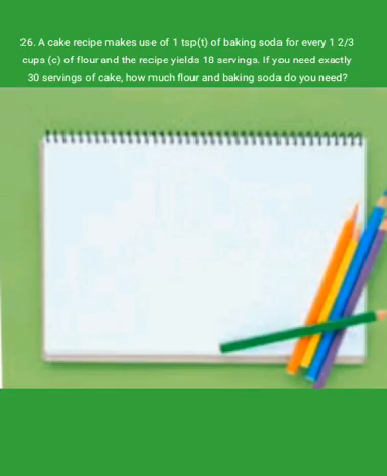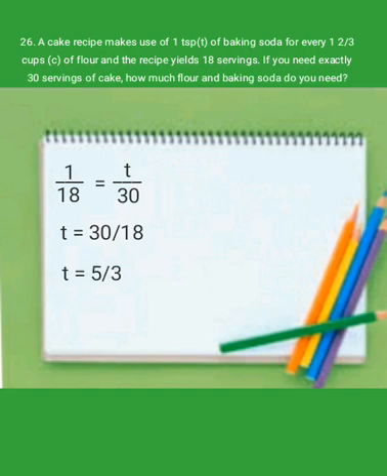A cake recipe makes use of 1 teaspoon of baking soda for every 1 2/3 cups of flour, and the recipe yields 18 servings. If you need exactly 30 servings of cake, how much flour and baking soda do you need? That will be 1:18 is equal to T is to 30. So T is equal to 30 over 18 or 5/3. Therefore, 5/3 teaspoon of baking soda is needed to have 30 servings of cake.